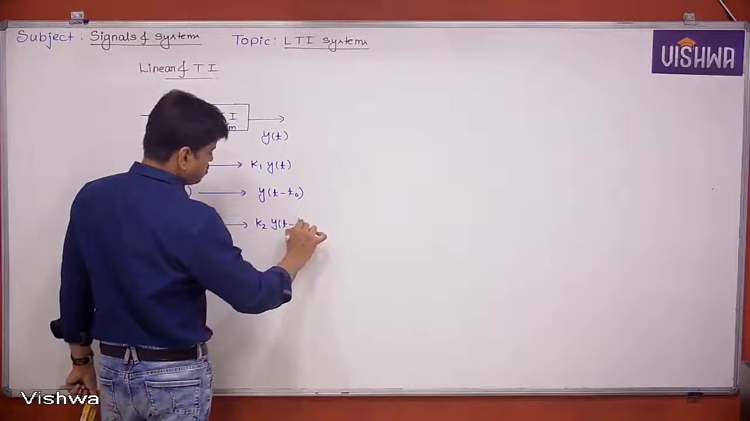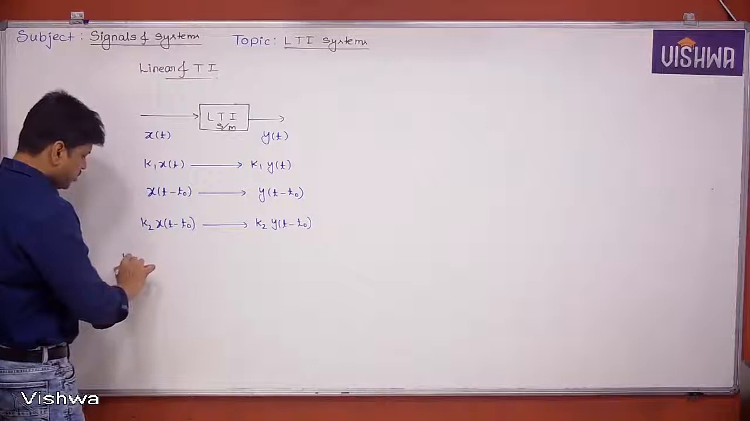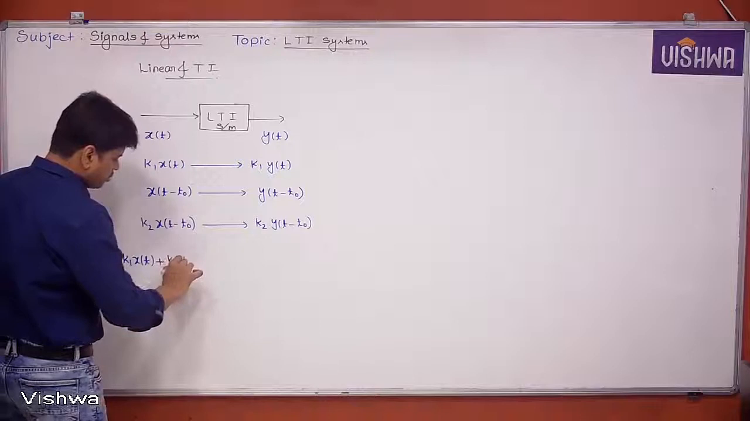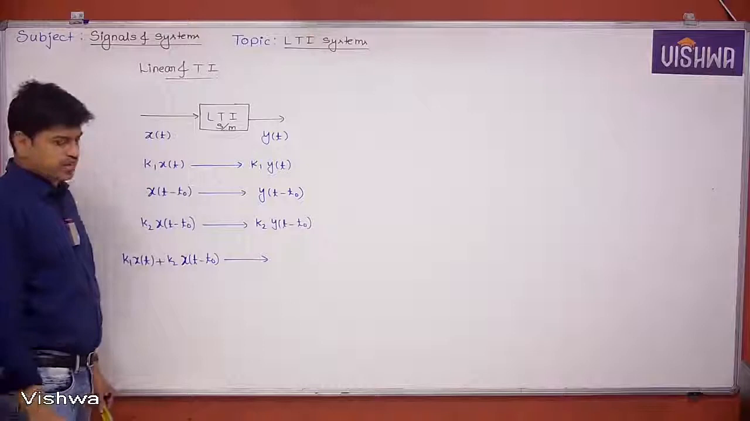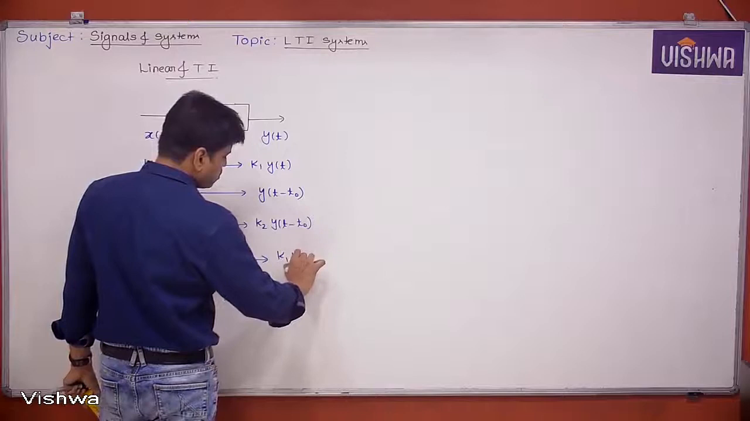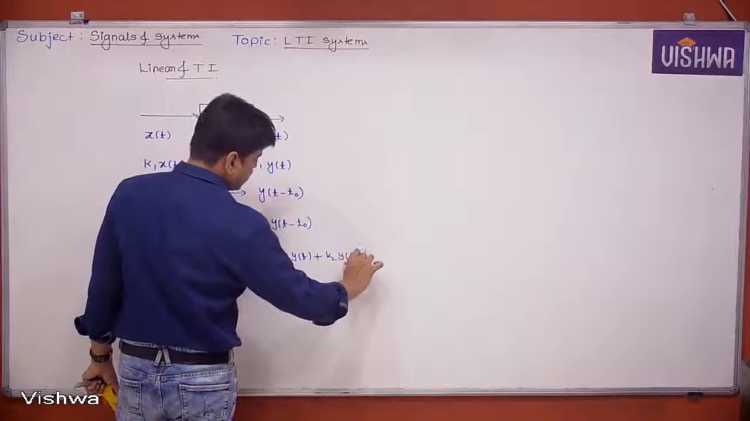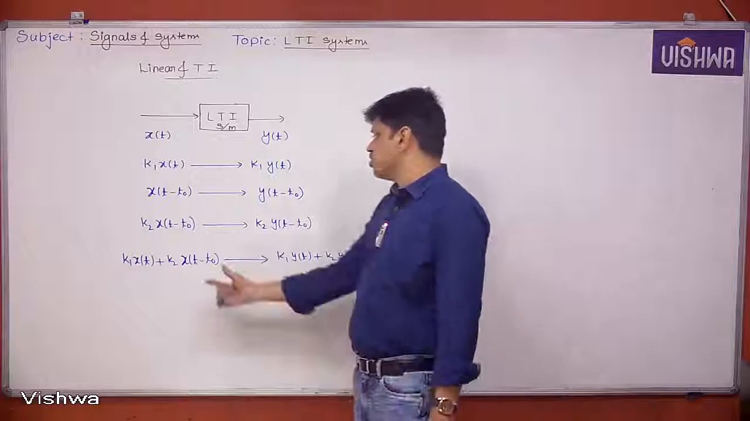Next, suppose I take k1 x of t plus k2 x of t minus t naught as the input, then the corresponding output we can get is nothing but k1 y of t plus k2 y of t minus t naught. So remember, for an LTI system, if this kind of input is given, then we are going to get this kind of output. That's what the LTI system is.